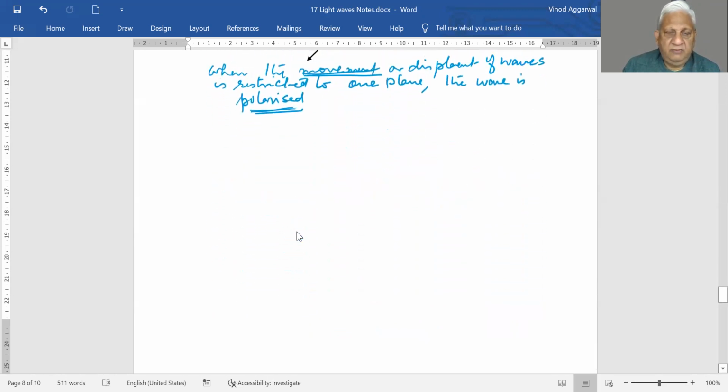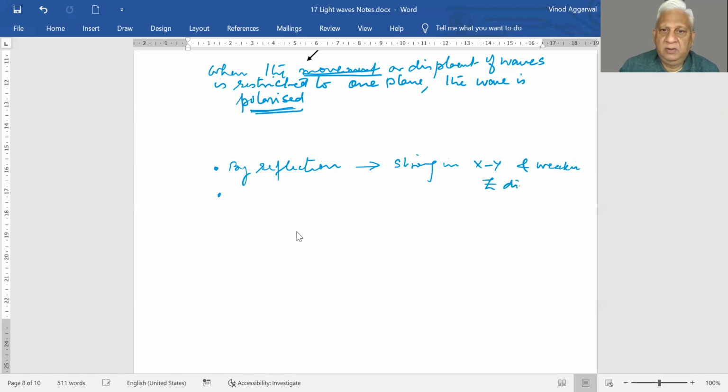Now, polarization can be achieved in various forms. One is, we have seen earlier, by reflection. What we have seen is that if the wave is moving in XY plane, the reflected wave is strong in XY direction and weak in Z direction. So this is one way of polarization. Another way of polarization is by scattering of particles in the sky. When sunlight hits the particles in the atmosphere, there is a scattering of light which causes polarization.